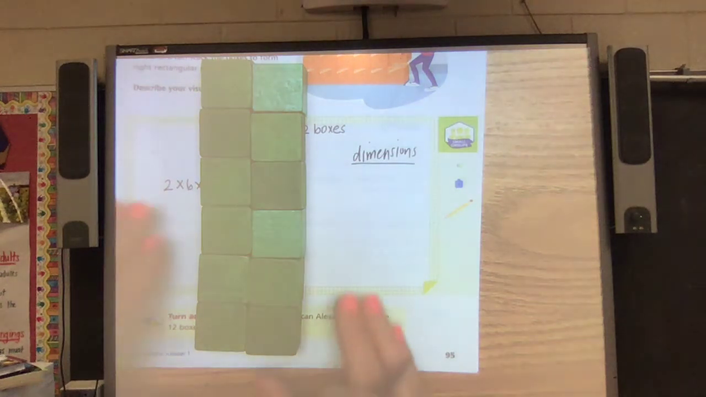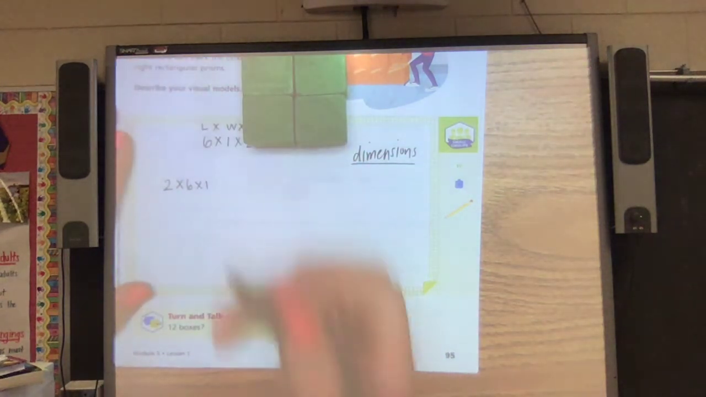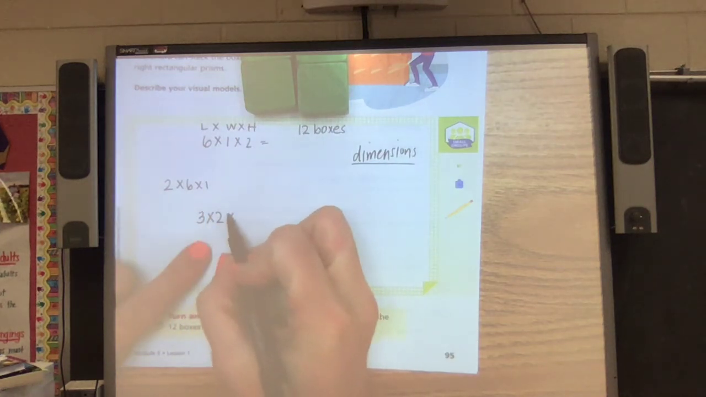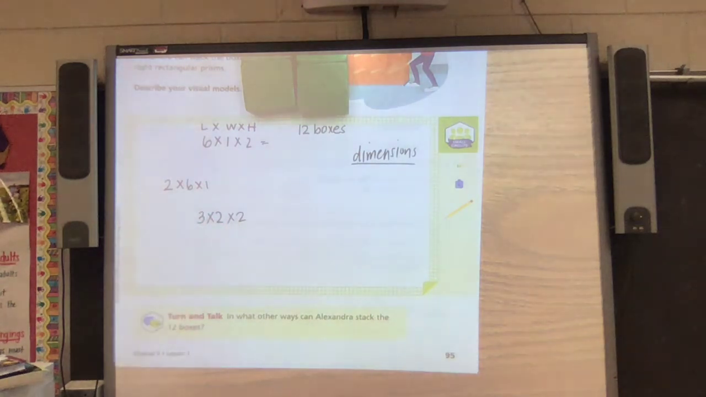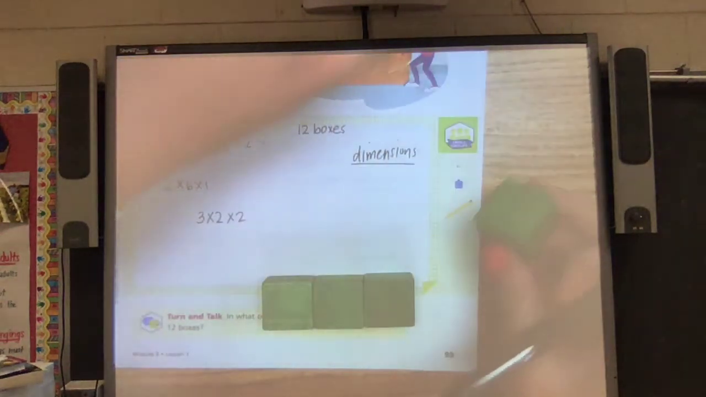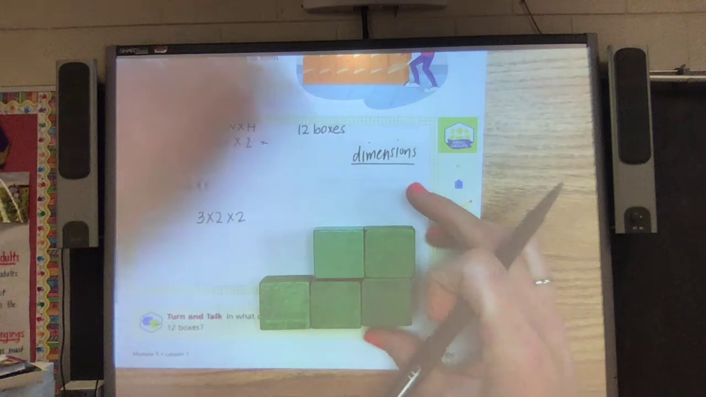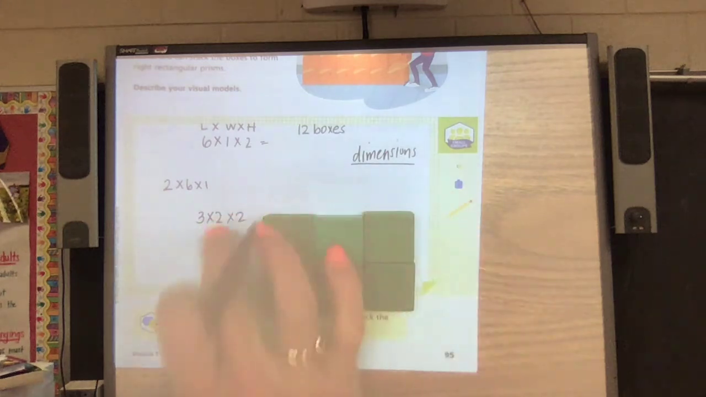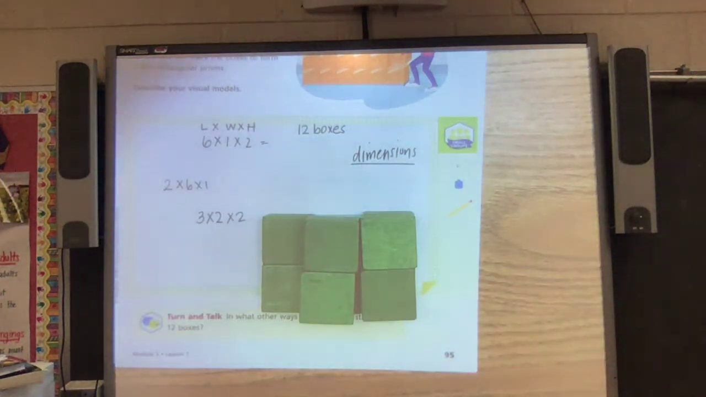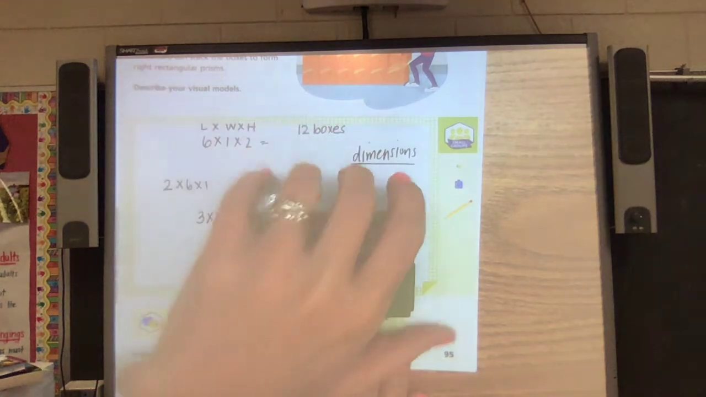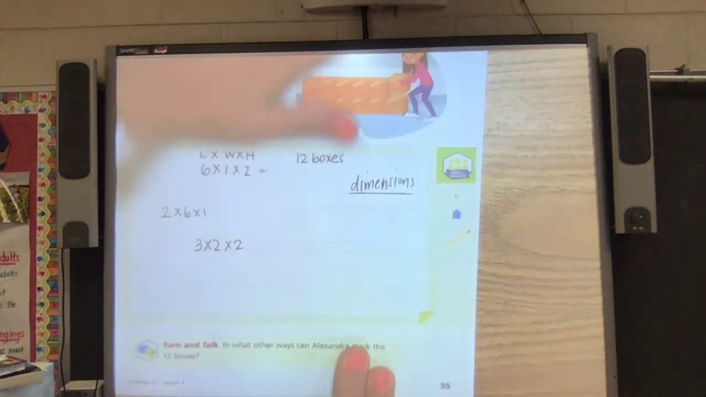All right, very cool. So if I did one more, I know the numbers 3 times 2 give me 6, and 6 times 2 would give me 12. So that's another one I could do. So if I have 3 units long and 2 units wide, so here we go, 3 units long, 2 units wide, and 2 units tall. That's going to be another way. And doesn't that rectangular prism look a lot different than the one I just made? It sure does. So there are tons of ways that we could do that.